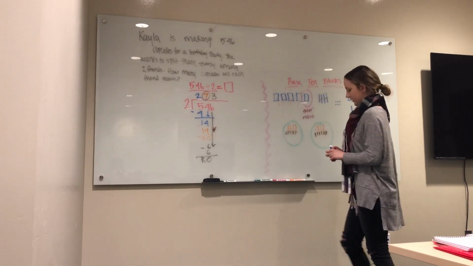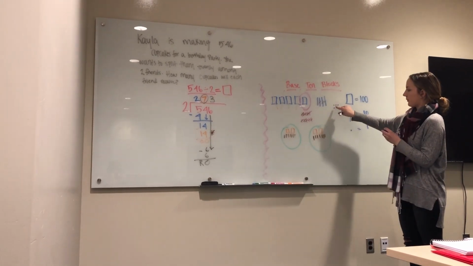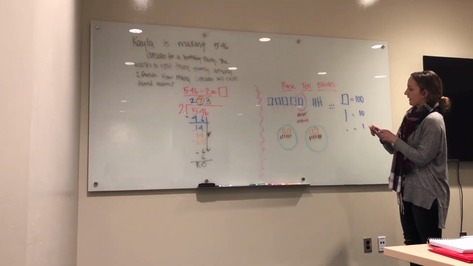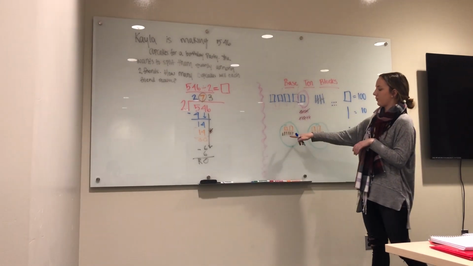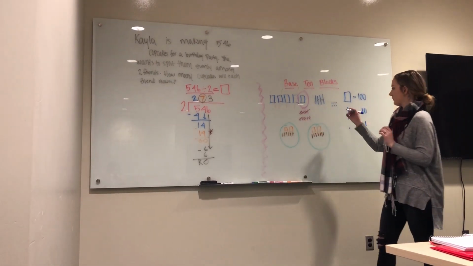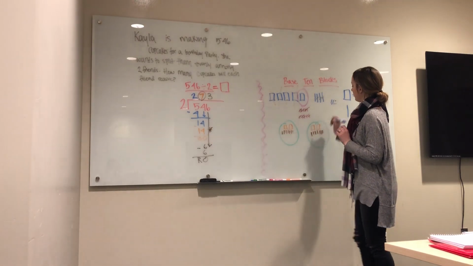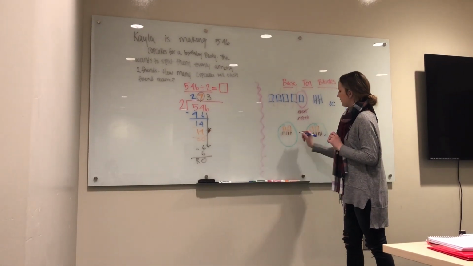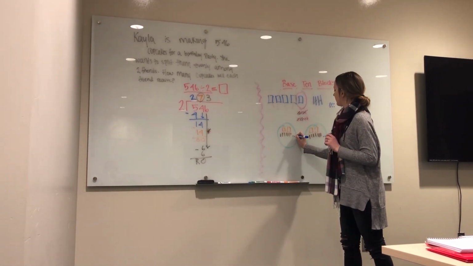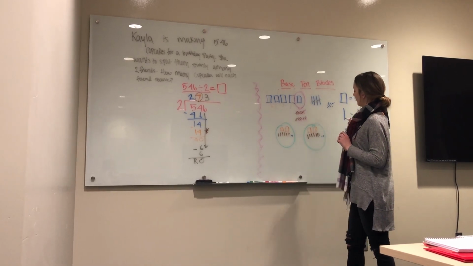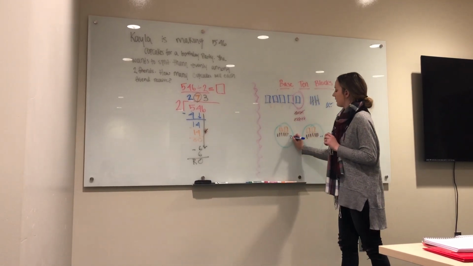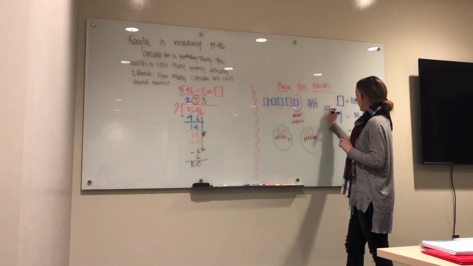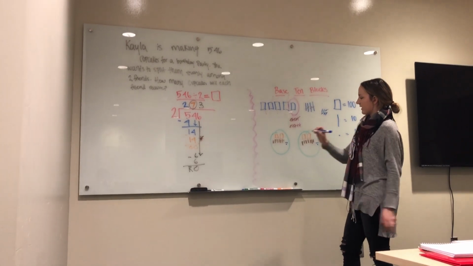And I'm going to represent this by placing the 6 units into the 2 different groups evenly. So we're going to do 1, 2, 1, 2, 1, 2, 1, 2. Then we have 2 left over. 1, 2.